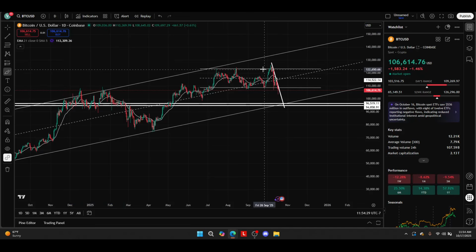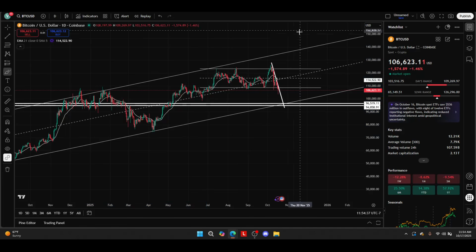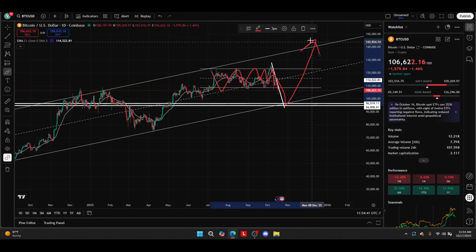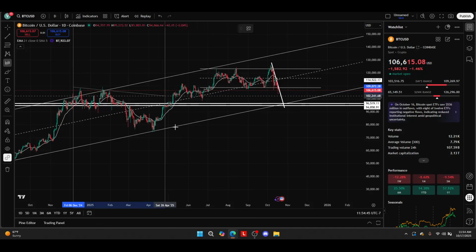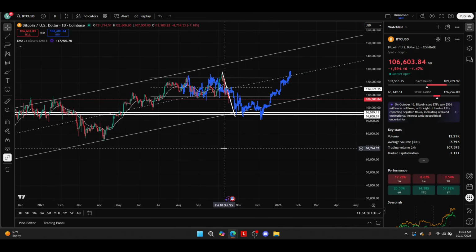So this is close enough. This pattern is close enough to resemble this one. So we had a range pattern, double top, breakdown lower, failed, and then we rallied. Double top, range, breakdown lower, failed, then a rally. So it's almost like a repeat pattern of this last correction. I'm going to copy these bars and drag it over. So something like this. You can see how well that's kind of playing out right now.